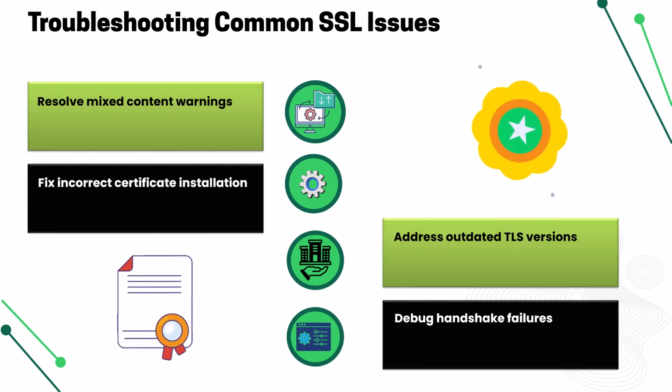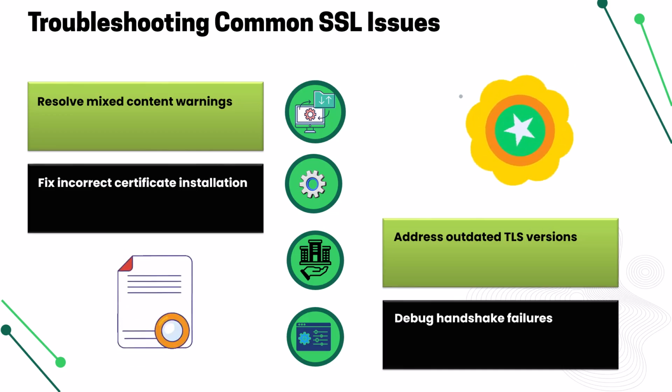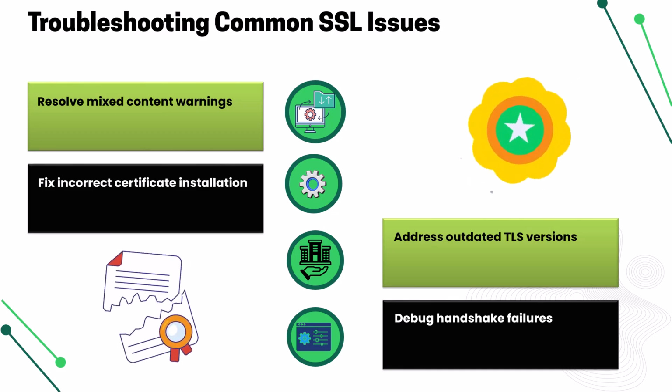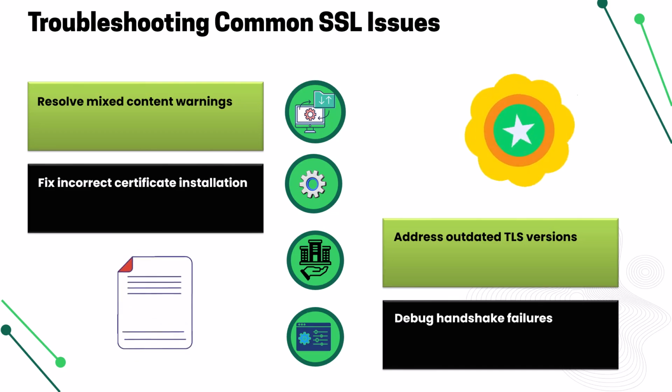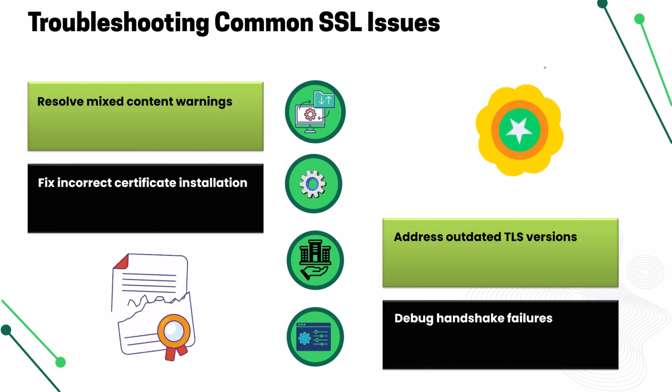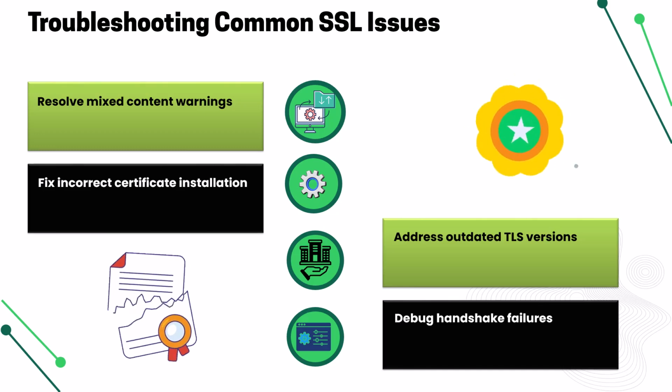SSL errors can be frustrating, but troubleshooting them isn't rocket science. First, mixed content warnings occur when secure and non-secure elements mix. Fix those to avoid browser complaints. Incorrect certificate installation is a common blunder, so double-check configurations. Outdated TLS versions might get rejected, so upgrade when needed. Handshake failures? Debug them by checking logs and validating server settings.